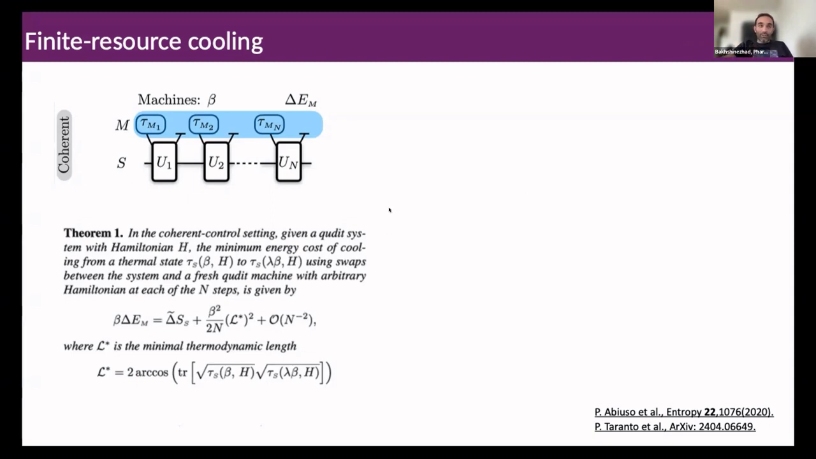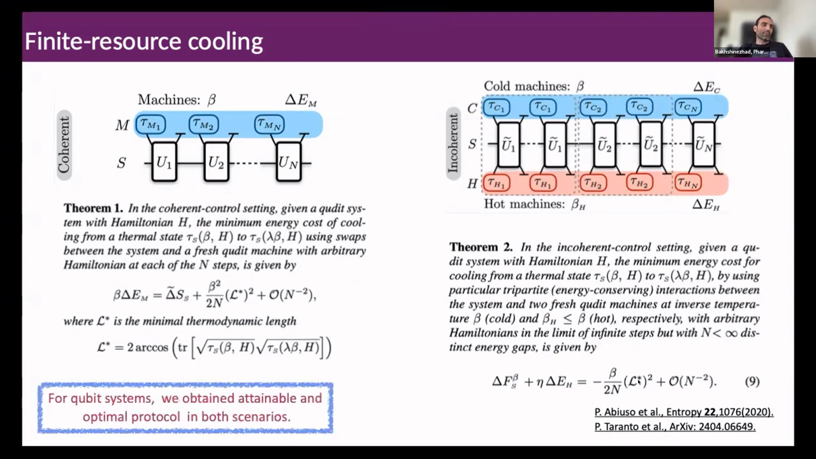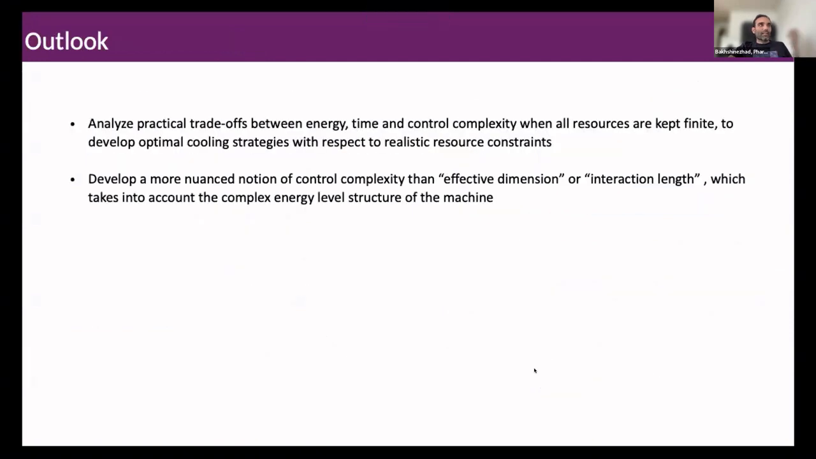And then you can do a similar thing with the incoherent scenario. In the incoherent scenario, you can also find the correction terms, and the correction terms again are related to the minimal thermodynamic length. For the qubit system, you can also optimize over both the unitary and the Hamiltonian structure, and in both cases the result is given by these two equations we show here. Okay, maybe I can skip the outlook.